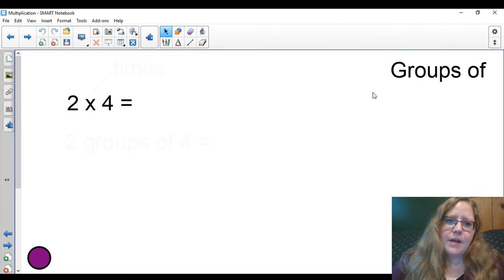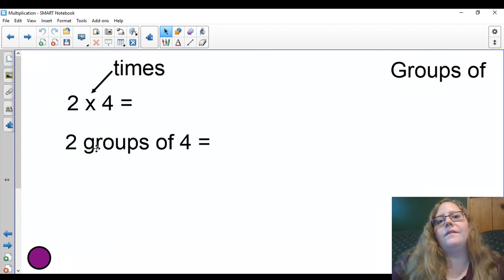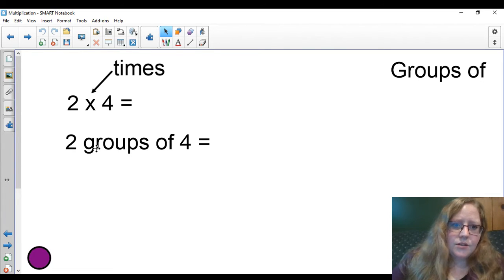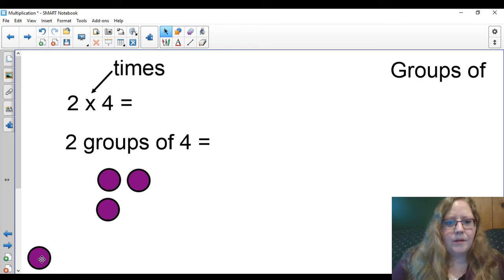So, groups of. This symbol here means times, okay? So 2 times 4 equals. But that's really just like saying two groups of 4. So times means the same as groups of. So if I have two groups of 4, or 2 times 4, my first group is going to have 4 in it. Let's use my purple round circles as counters.